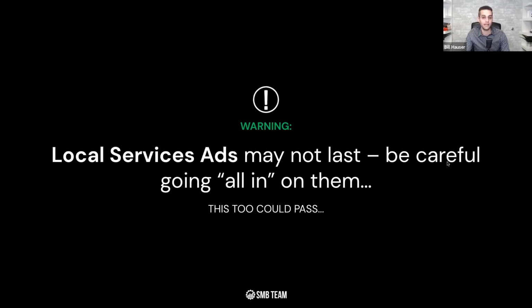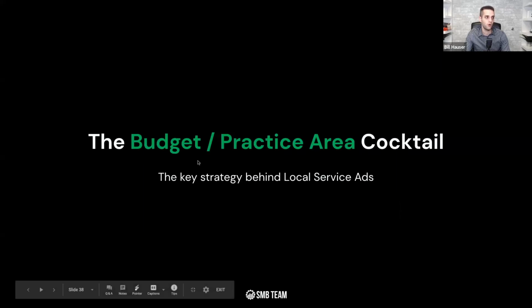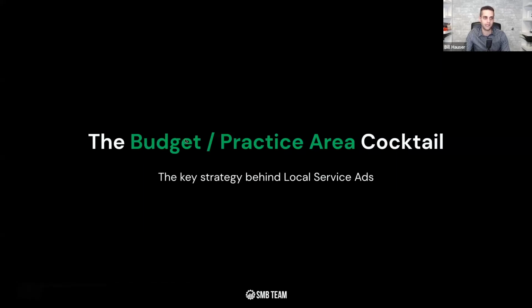Now, they also may not last. So if you're planning on going all in on LSAs, local services ads, also know that could be setting you up for a disaster scenario if these ads get taken down or if something happens. Local services ads also make it harder for lawyers to differentiate themselves. These little ads don't really prove how unique of a law firm you are, because the profiles for these ads, when a client clicks on them, are very generic. So you have to stay focused on the budget practice area cocktail.